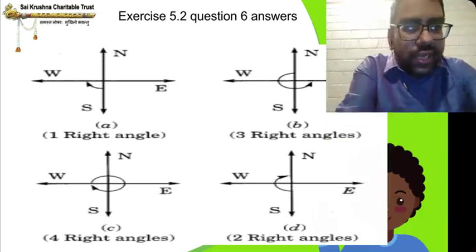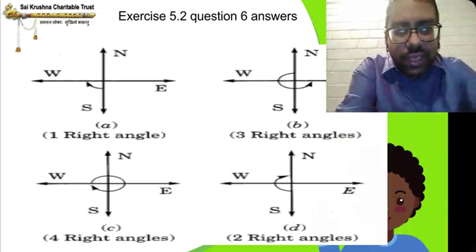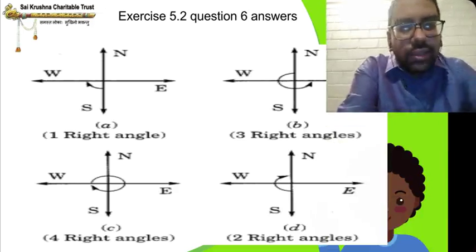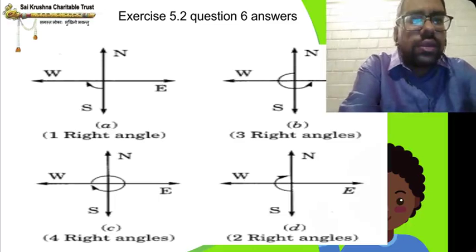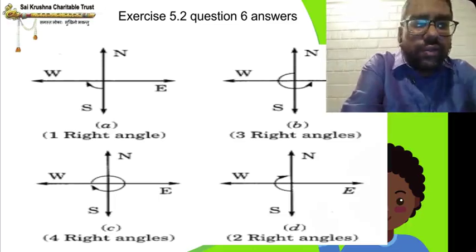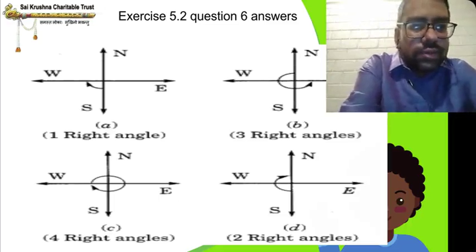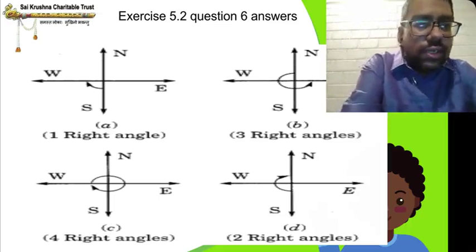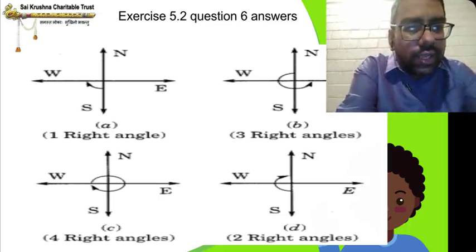Now what is the fourth question? You are facing west and you have to come to west again. So how many right angles you have to travel? 4 right angles. West to north, north to east, east to south, south to west. Then south to north in the clockwise direction. South to west, west to north. 2 right angles.